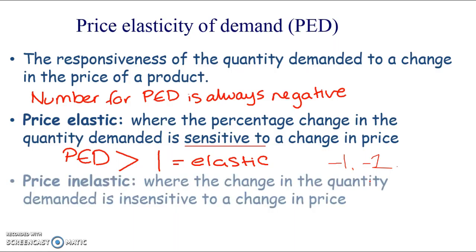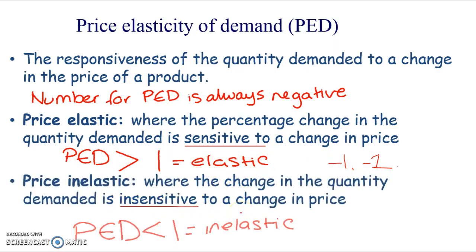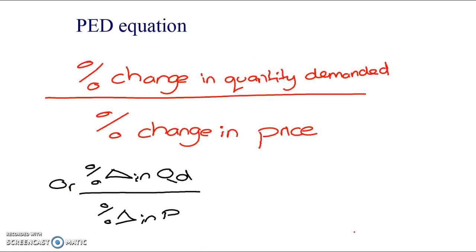And price inelastic is where a change in the quantity demanded is very insensitive to a change in the price. And for this, you're going to get a number from the equation that starts with 0 point something. Strictly speaking, again, it should be negative 0 point something, but lots of people leave that sign off. So here's the equation: percentage change in quantity demanded over percentage change in price.